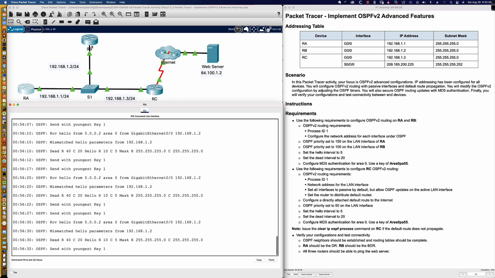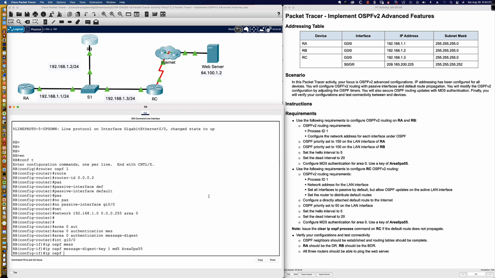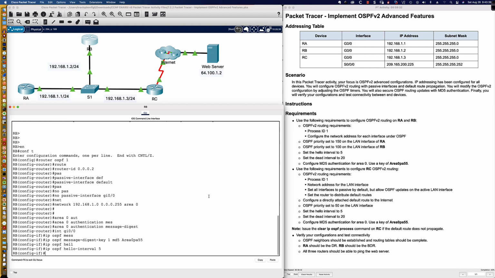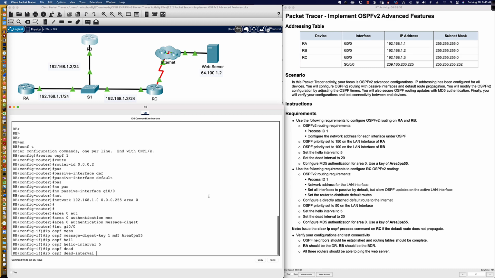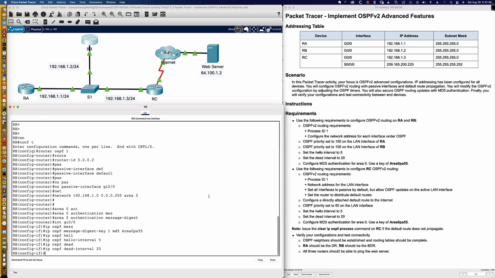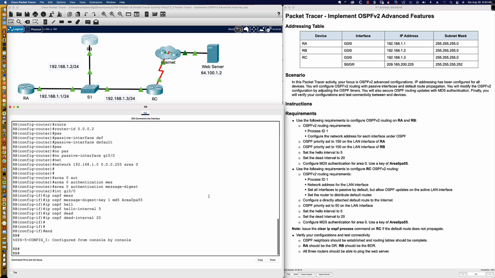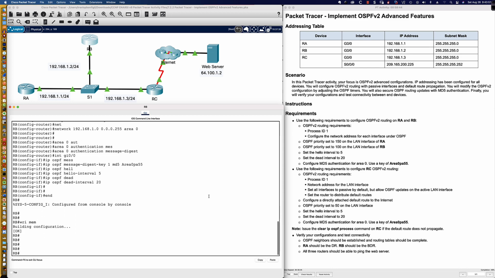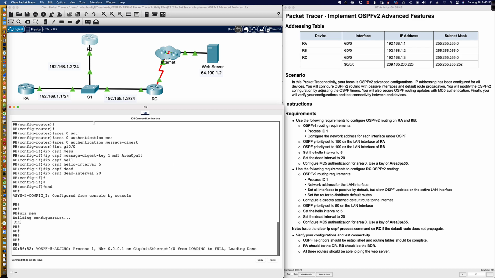Hey, we've got bad hello intervals. Let's come back over here. IP OSPF hello interval 5. It's still not going to work because, again, we have to force the dead interval to 20. Now that we have that, let's go ahead and say write mem. Now that that's been configured, we should see that the adjacency between these two routers is going to come up, and the OSPF finite state machine works itself from down, init, two-way, all the way loading to full.